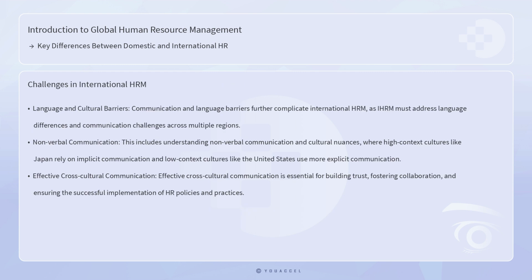Communication and language barriers further complicate international HRM. While domestic HRM typically operates within a single language and cultural context, IHRM must address language differences and communication challenges across multiple regions. This includes not only linguistic proficiency, but also understanding nonverbal communication and cultural nuances. For example, in high-context cultures like Japan, much of the communication is implicit and relies on context, whereas in low-context cultures like the United States, communication is more explicit and direct. Effective cross-cultural communication is essential for building trust, fostering collaboration, and ensuring the successful implementation of HR policies and practices.